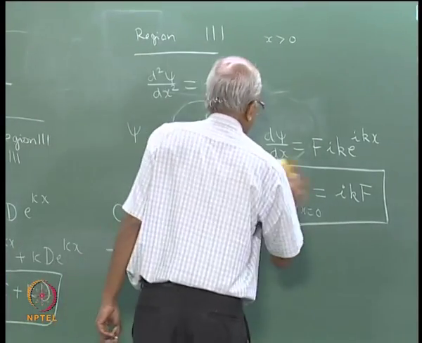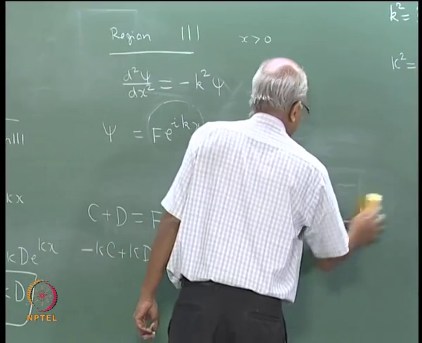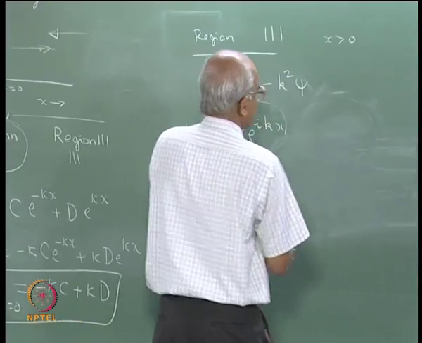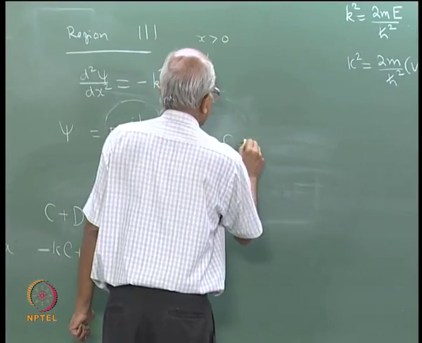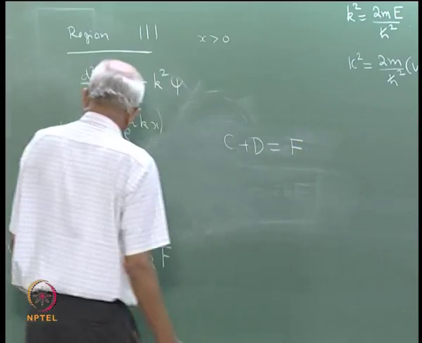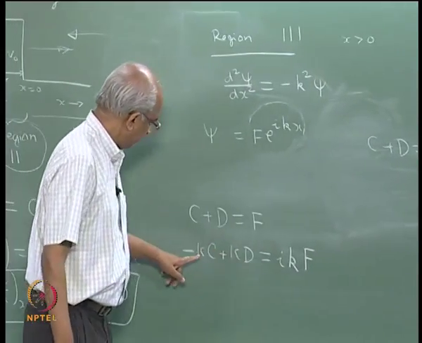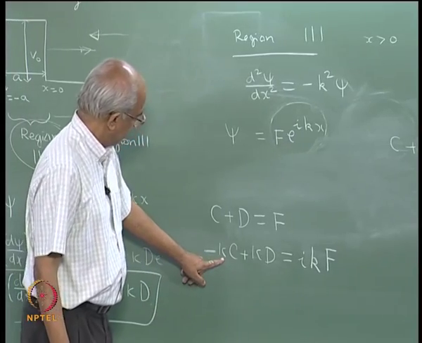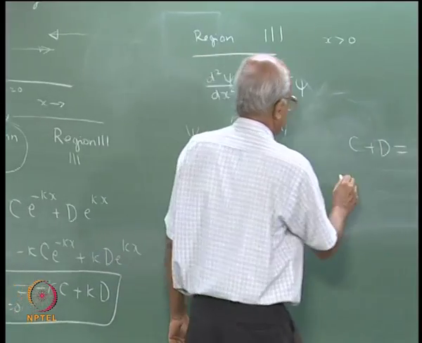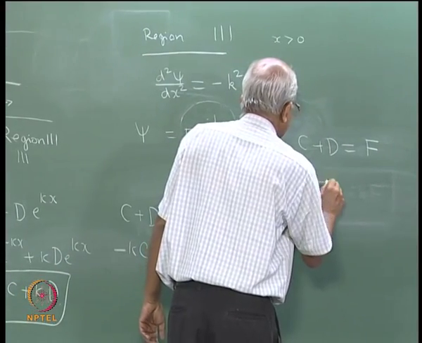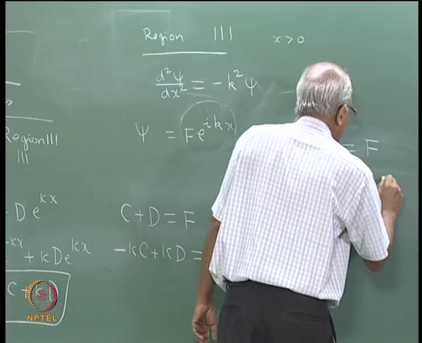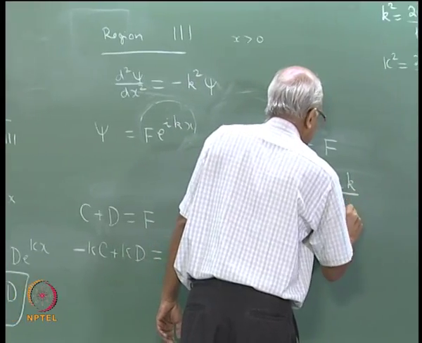So let me rub off these things which I do not need anymore, and let me write these two equations once more. C plus d is equal to f, and this equation I shall divide throughout by kappa, and hence I shall get minus c plus d is equal to ik divided by kappa into f.